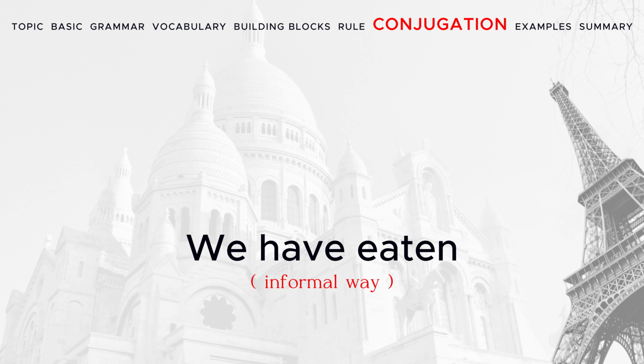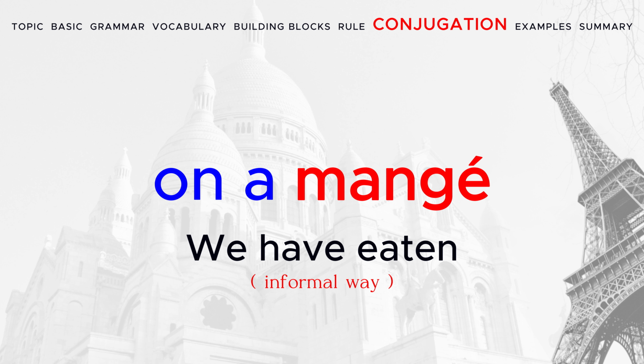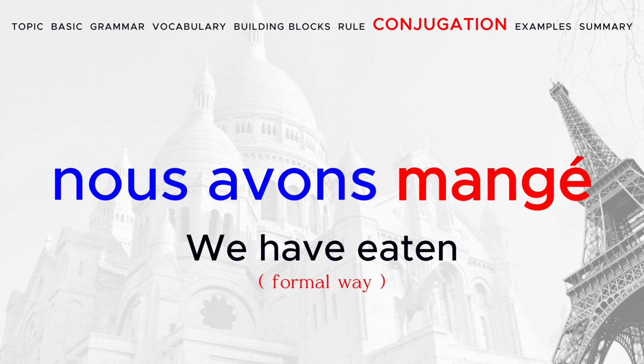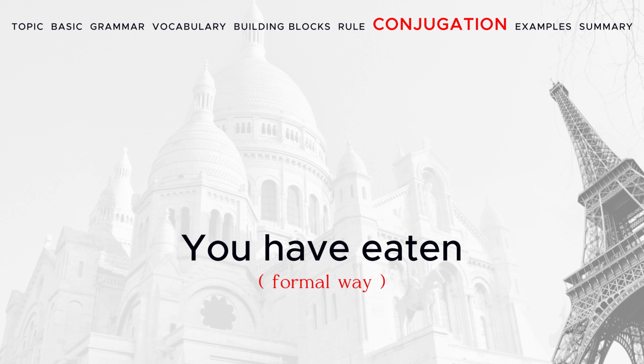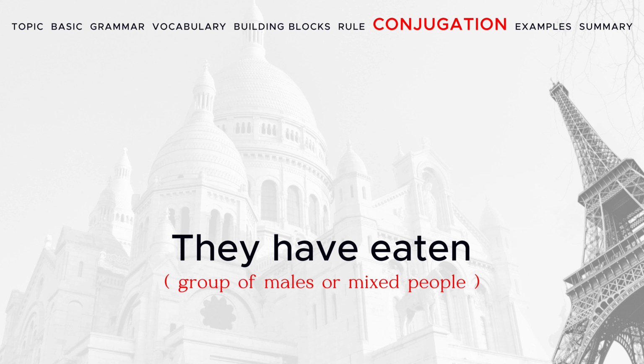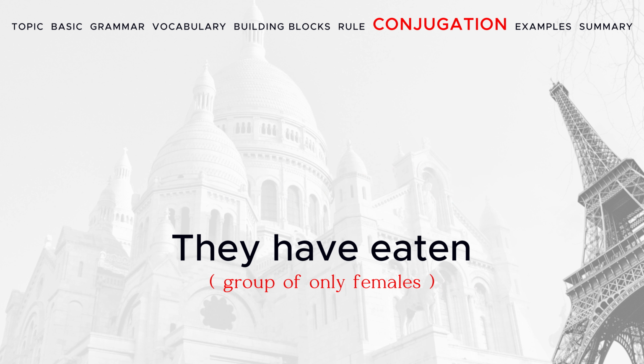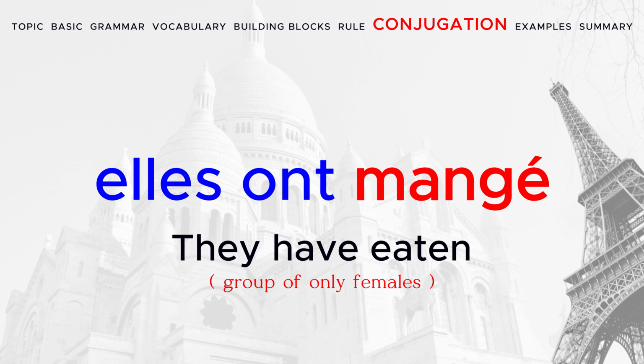We have eaten. Informal way. On a mangé. We have eaten. Formal way. Nous avons mangé. You have eaten. Formal way. Vous avez mangé. They have eaten. Group of males or mixed people. Ils ont mangé. They have eaten. Group of only females. Elles ont mangé.